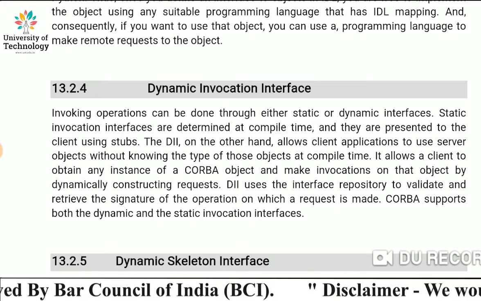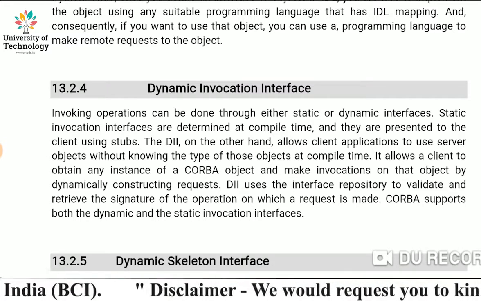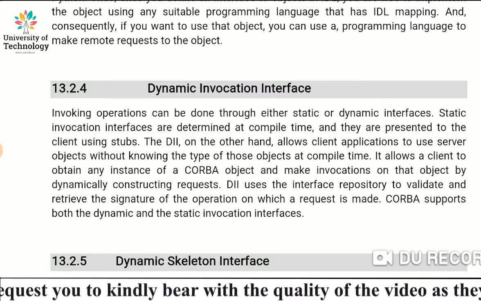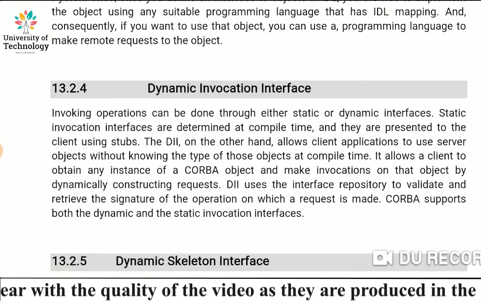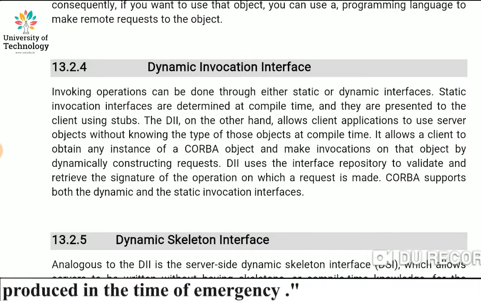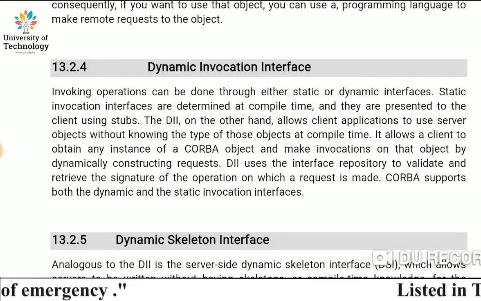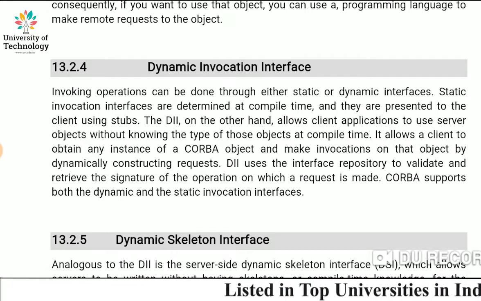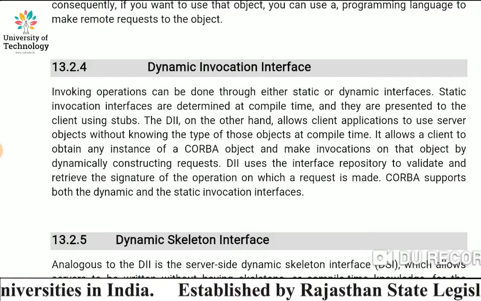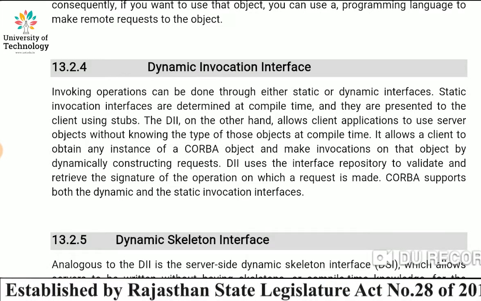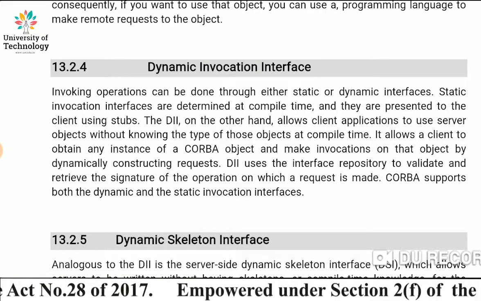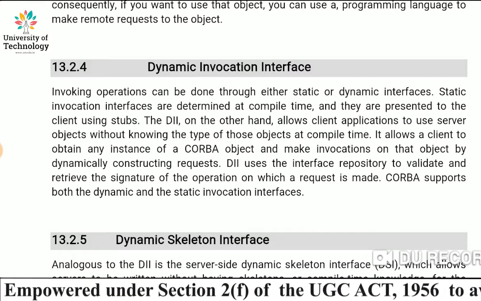The DII, the dynamic invocation interface, on the other hand, allows client applications to use server objects without knowing the type of those objects at compile time. It allows a client to obtain an instance of a Corba object and make invocations on that object by dynamically constructing requests. The dynamic invocation interface uses the interface repository to validate and retrieve the signature of the operation on which a request is made. Corba supports both the dynamic and the static invocation interfaces.